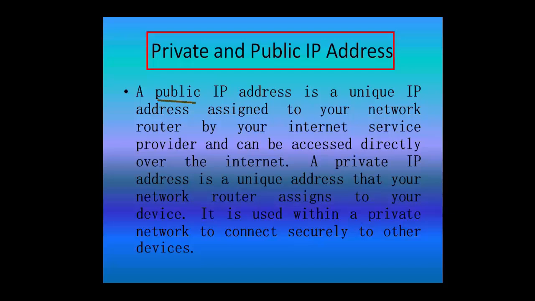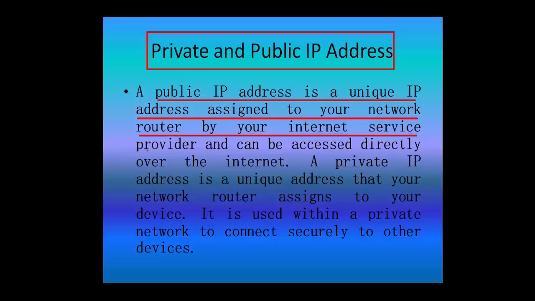A public IP address is a unique address assigned to your network router by your internet service provider and can be accessed directly over the internet. Whenever you take any internet connection, it means you are taking a public IP that is given by the ISP. That is a globally unique IP.